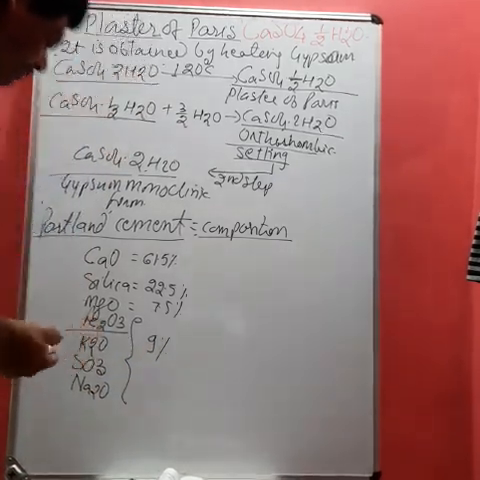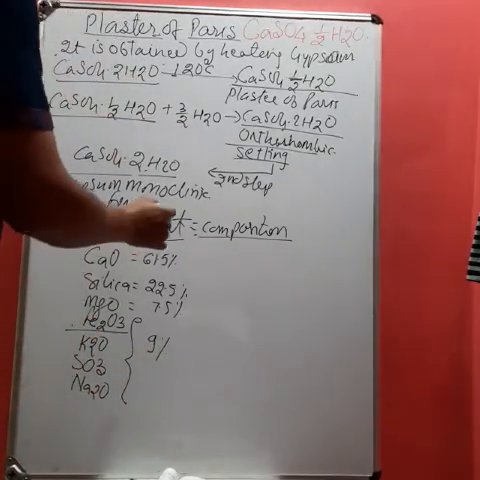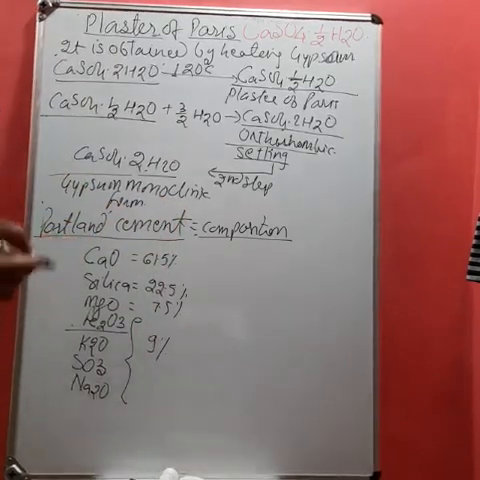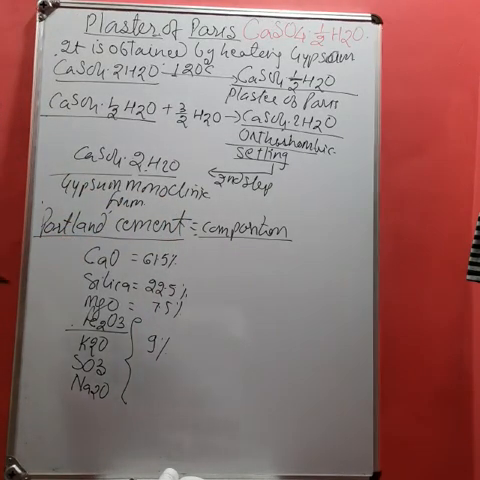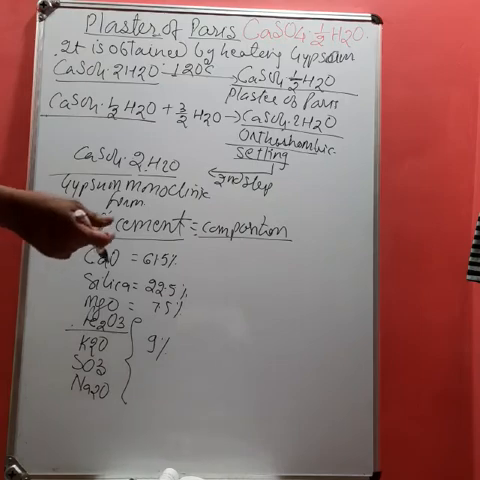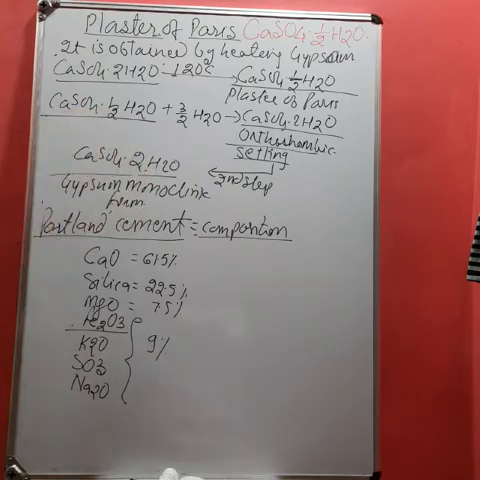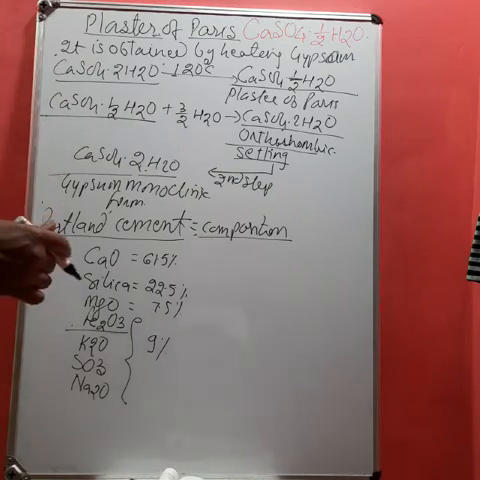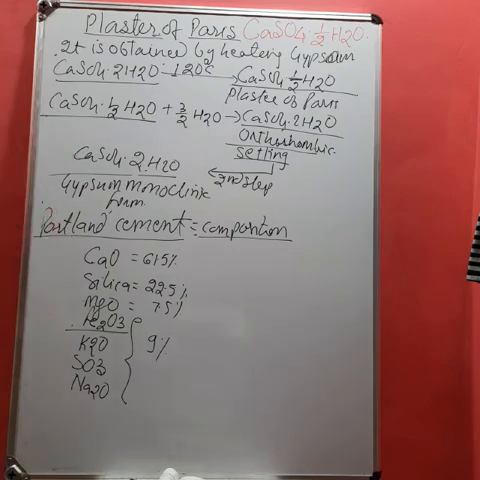Okay. Student, cement is one of the very important components used to make buildings. When added with iron and sand, it forms concrete. Okay. Nowadays, cement is widely used to build buildings and bridges.